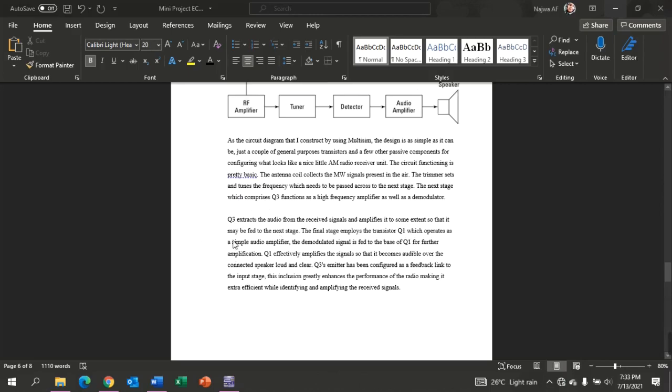This Q3 transistor accepts the audio from the received signal and amplifies it to some extent so that it may be fed to the next stage. The final stage employs the transistor Q1, which operates as a simple audio amplifier. The demodulated signal is fed to the base of Q1 for further amplification. The Q1 effectively amplifies the signal so that it becomes audible over the connected speaker loud and clear.